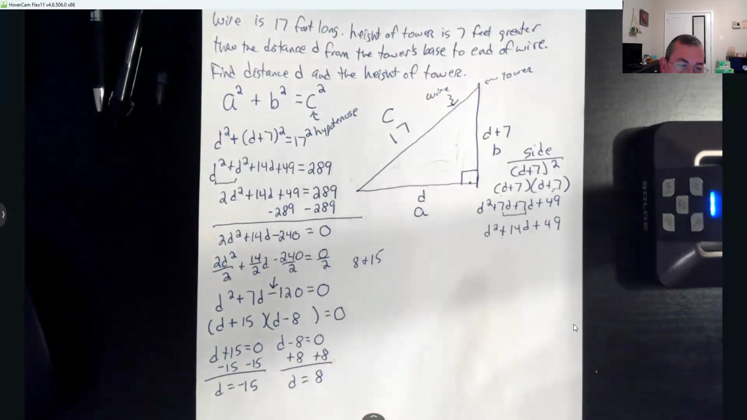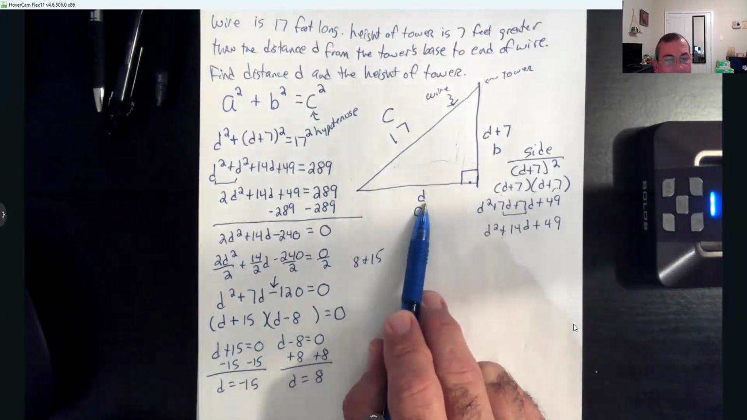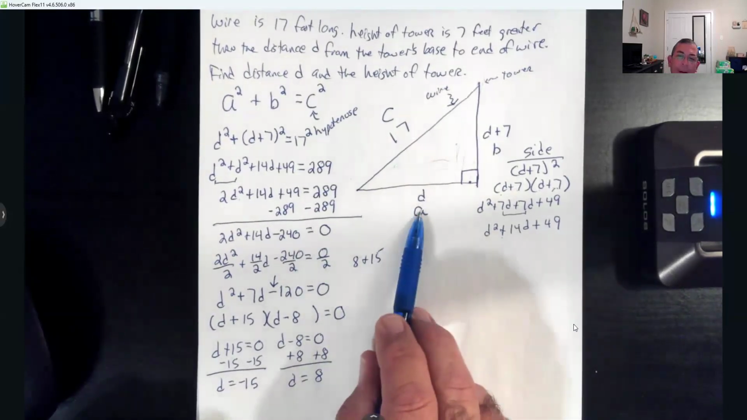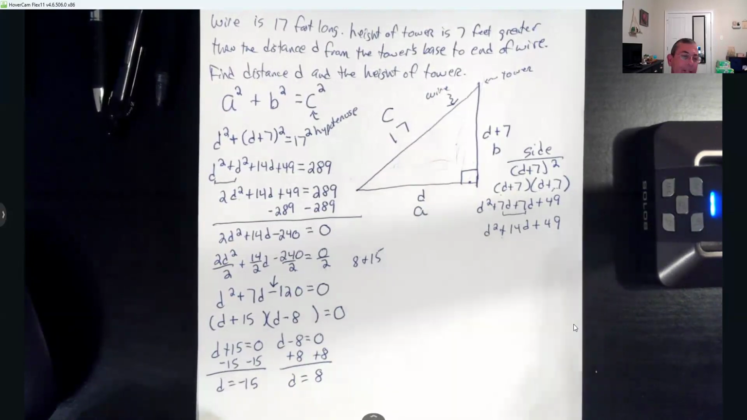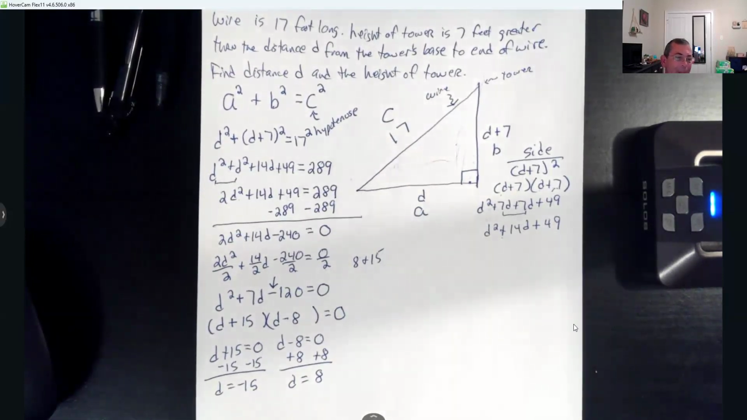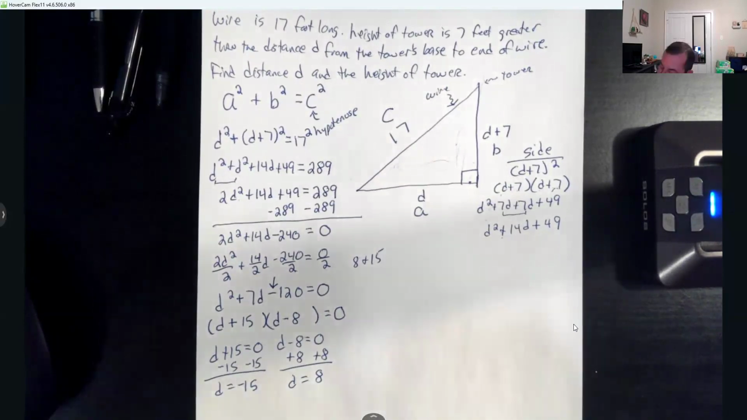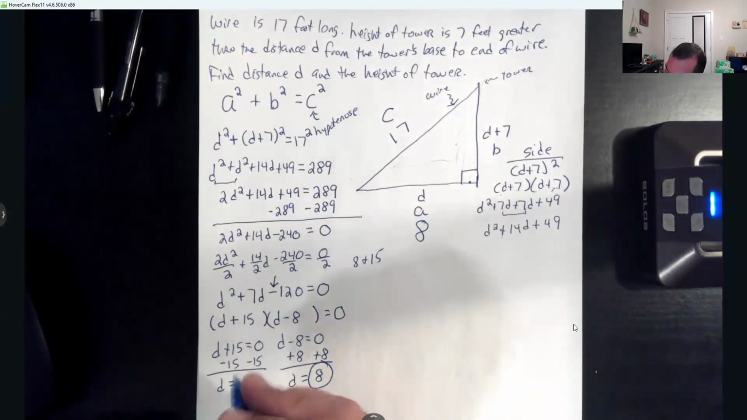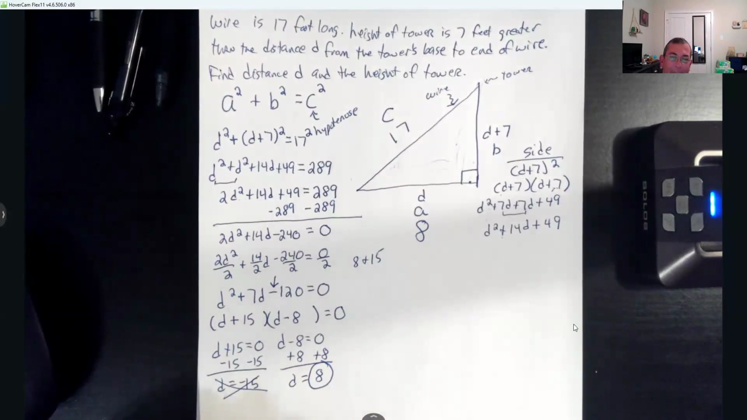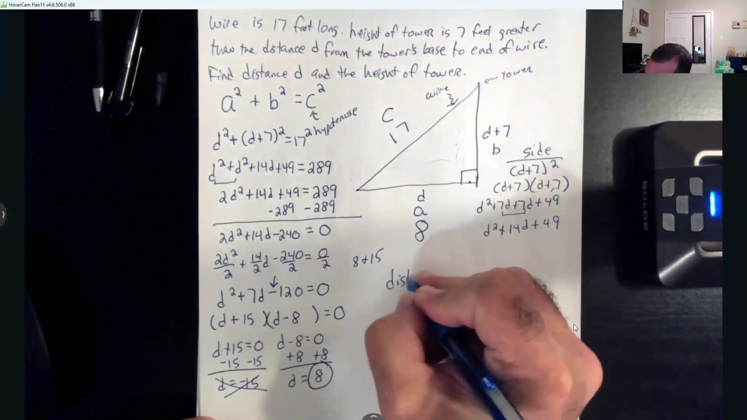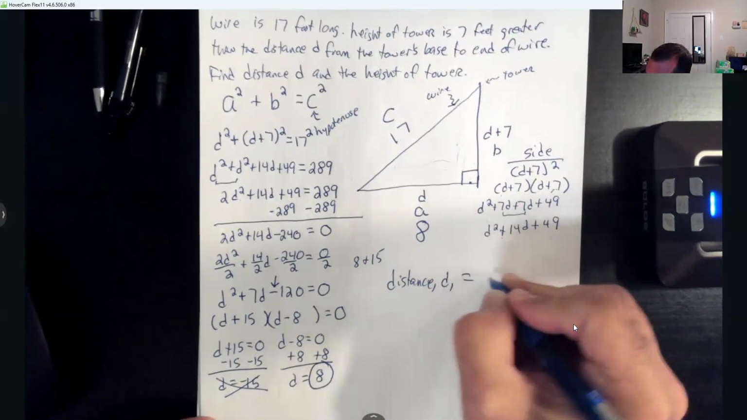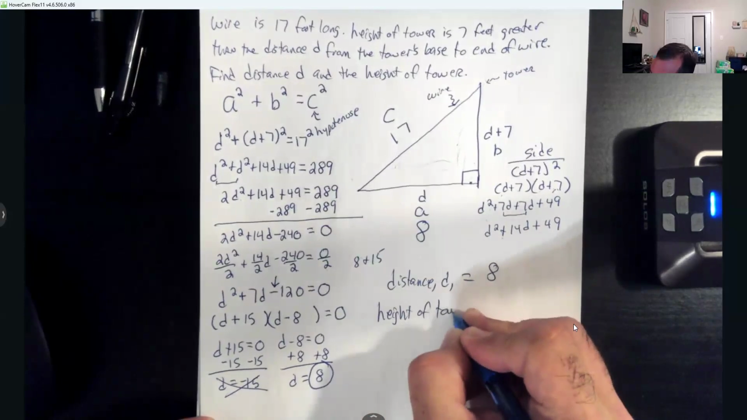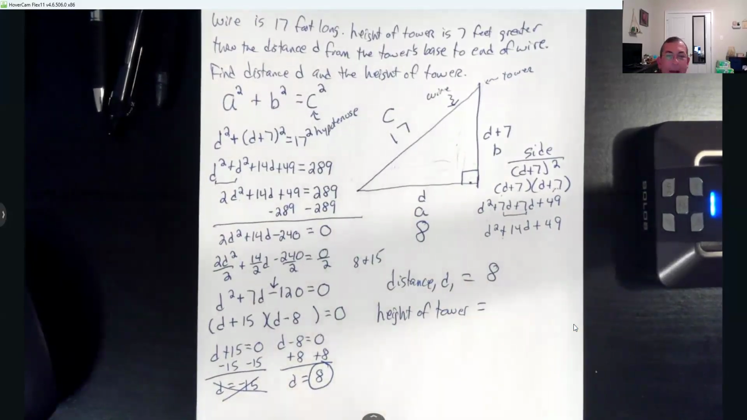So y'all, here's my question. How long is D? I've got 2 answers here, but I need to know which one y'all would pick for your distance D. It's 8, y'all, perfect. D has to be 8. If you get a negative number and you're dealing with distance, you throw it away. So I know the distance D equals 8. How about the height of my tower? How tall is my tower?